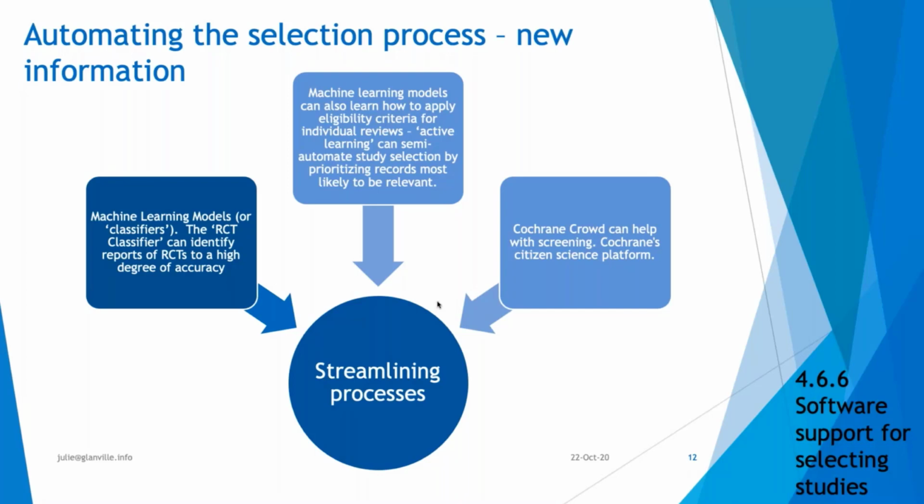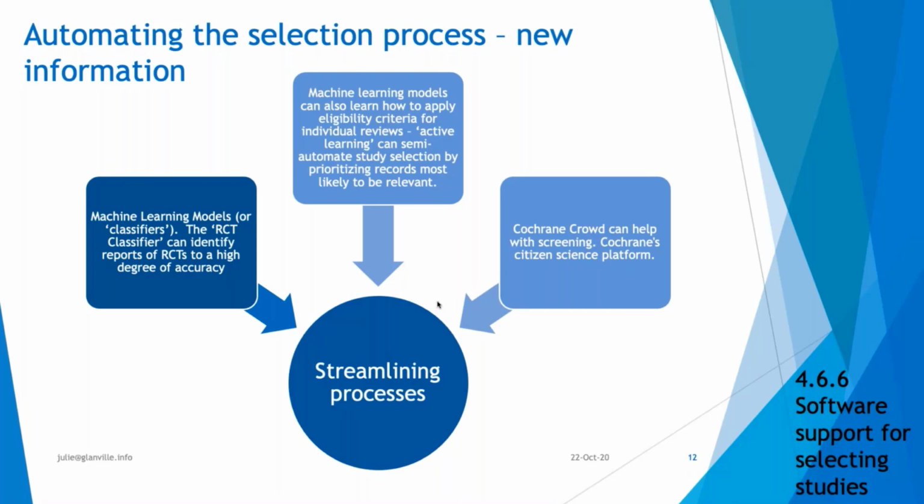So there are examples of the way this machine learning is being used in reviewing. For example, the RCT classifier we know is built into some software such as EpiReviewer at the moment, and this can identify reports of RCTs to a high degree of accuracy, and is also being used to identify RCTs for inclusion in Central.